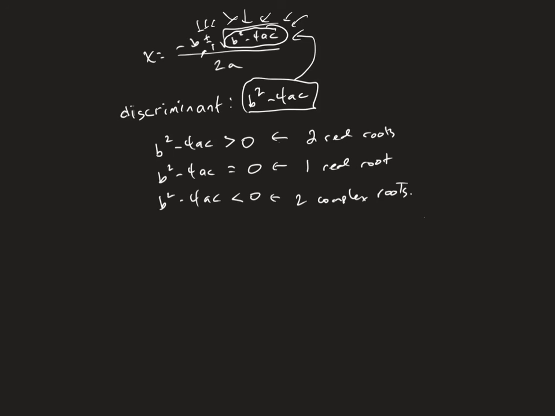So that's pretty much it. When you use the discriminant, you do b squared minus 4ac, you check to see if it's positive, negative, or 0, and that will tell you how many roots you have and of what kind.